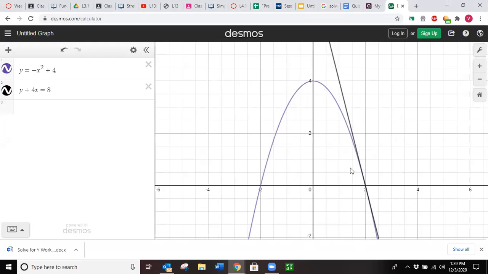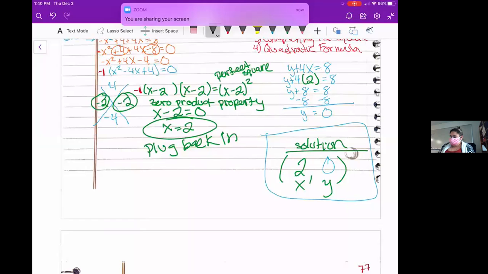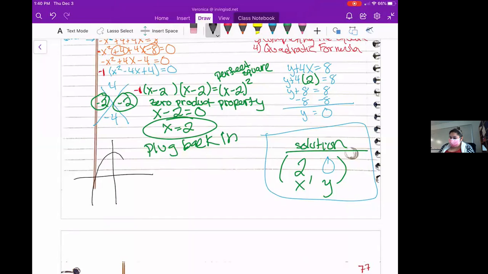So let's go ahead and draw a rough sketch of what that would look like on our set of notes. So let me share this again. Okay, so that means we have a quadratic function that looks something like this, and then we have a linear function that looks something like that. And they only cross at this ordered pair, which is 2, 0, which is exactly what we just found.